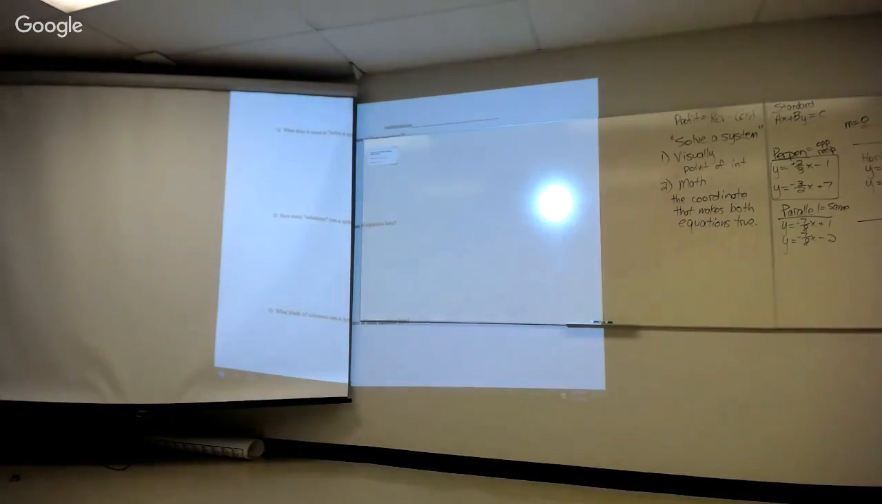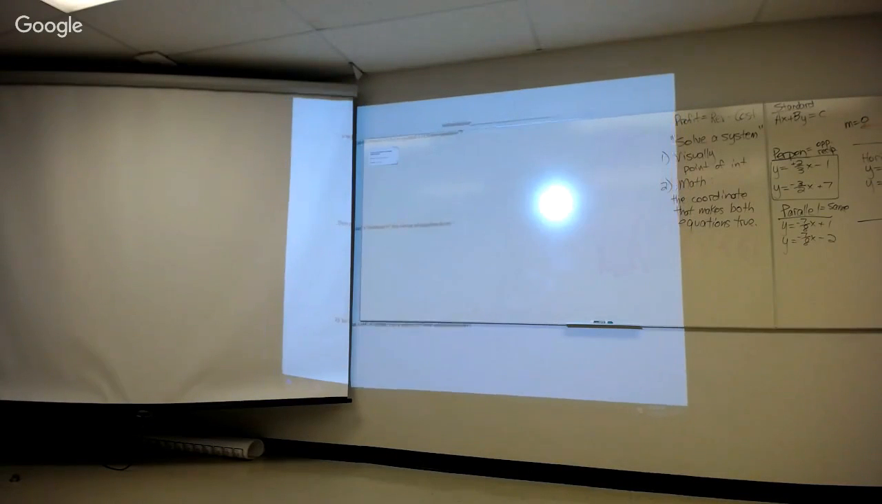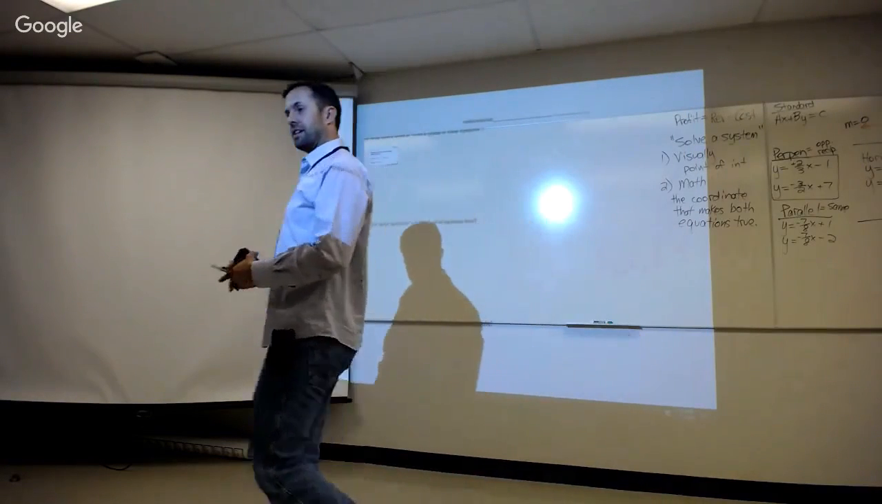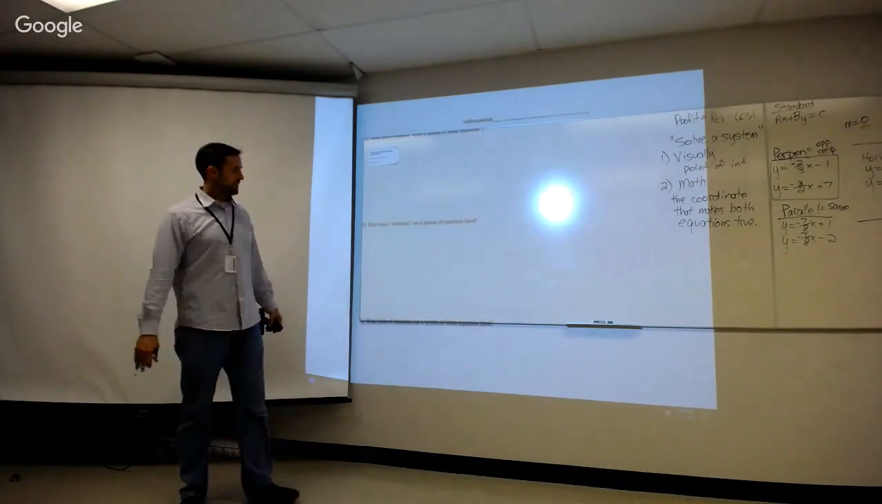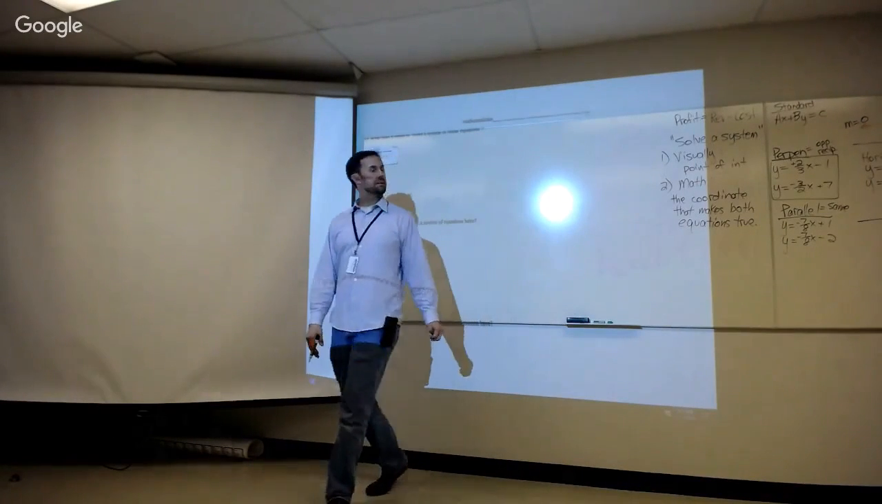Yeah, Carmen? Do you have to memorize this? Well, the translation, sorry, I didn't write that down. The translation is simply what I just put over there on the right: to solve a system visually, it's the point of intersection, and mathematically, it's the coordinate that makes both equations true. And yes, Carmen, you have to memorize that for the rest of your life. Somebody walks up to you in 50 years, and they say, hey, what's the solution to a system? You should be able to say, oh, it's the point of intersection.